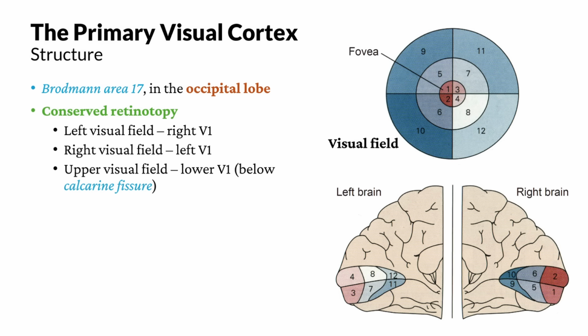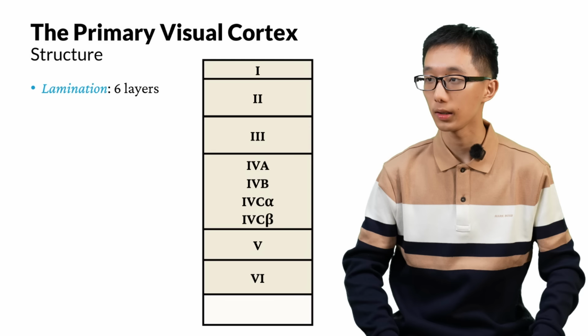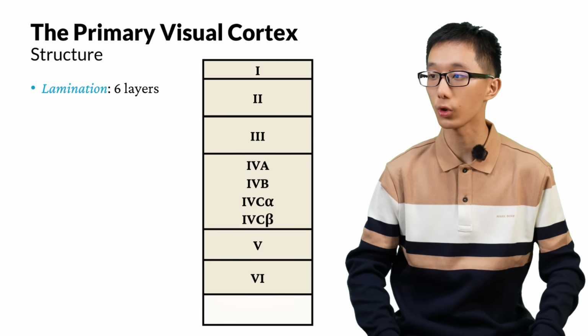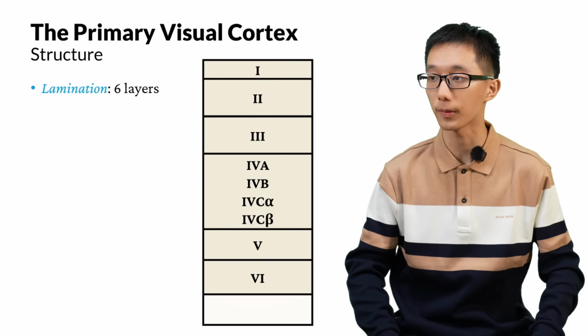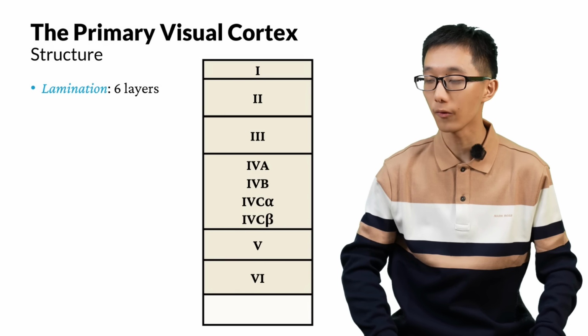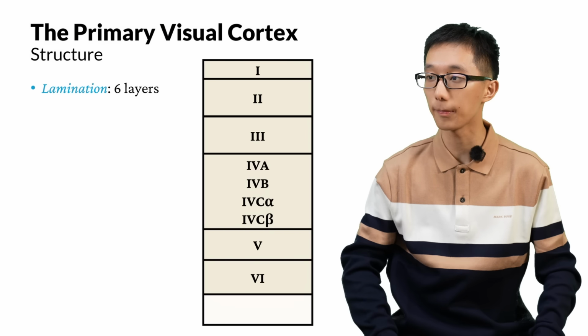The upper visual field is now on the lower part of V1, below a fissure called the calcarine fissure. And the lower visual field is now in the upper V1 above the calcarine fissure. In terms of the vertical structure of the primary visual cortex, as with all neocortices, it has 6 layers in terms of lamination. The 6 layers are, from the outermost to the innermost, 1 through 6. Layer 4 is further divided into 4A, 4B, 4C alpha, and 4C beta.